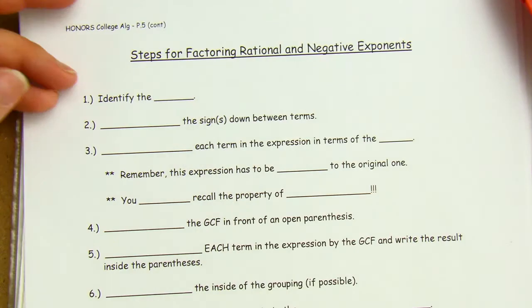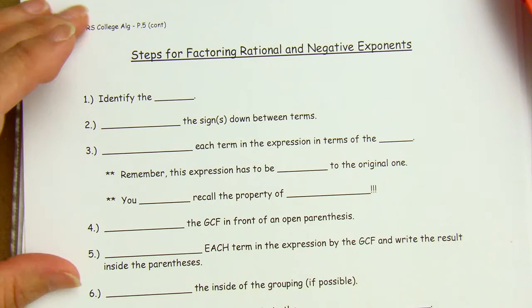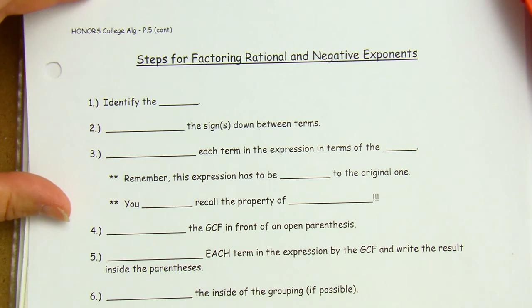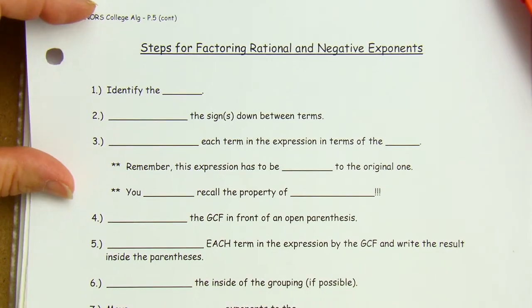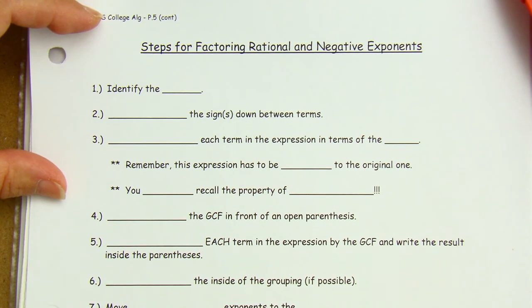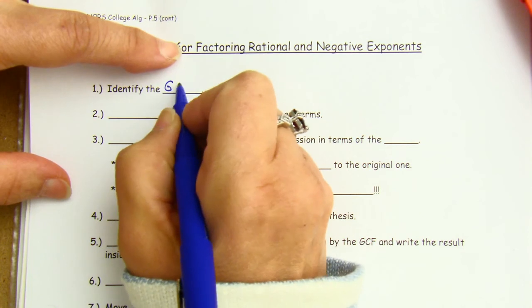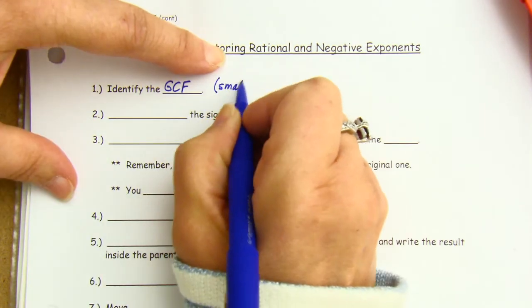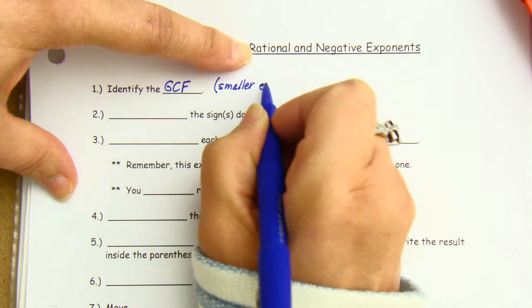All right, there's nothing on this side, but I do have a second note sheet, which brings this together, maybe a little bit of a structured algorithm, if you will, for helping you to factor these rational and negative exponents. First thing you want to do is identify the GCF. And remember, that's the smaller exponent.